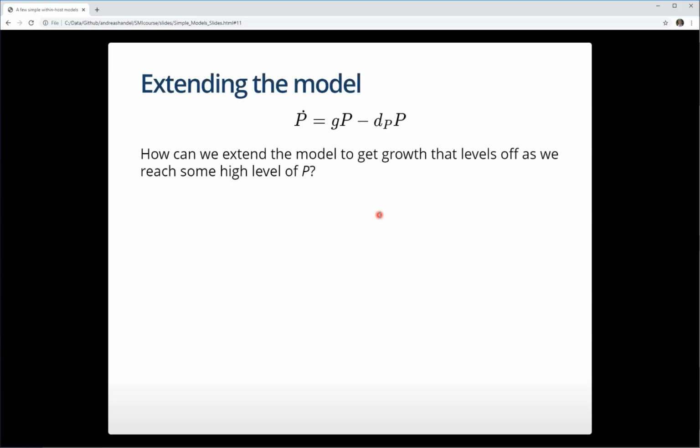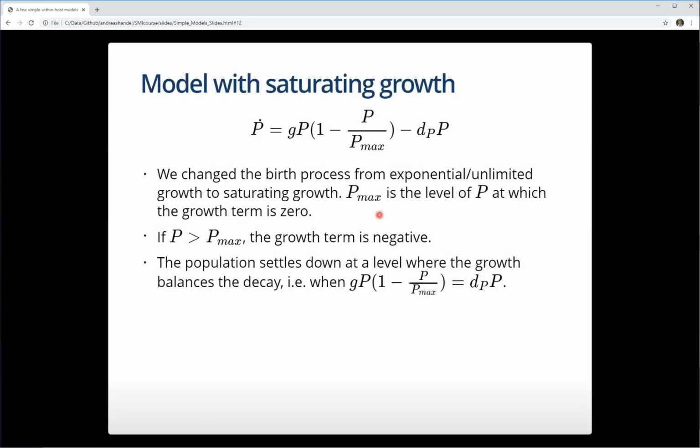So I'll put it up here, what Zizhang suggested. We can replace or add to the growth rate a term that slows it down when the pathogens reach some kind of level. So that's what we did here. What you get is that if P is pretty small compared to whatever that P max is, then this term back there is basically almost 0. So then we have G times P times almost 1. So we have the exponential growth that we're looking for.